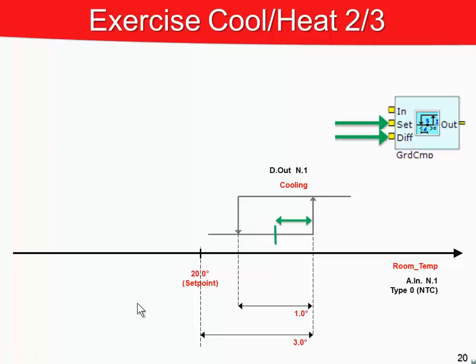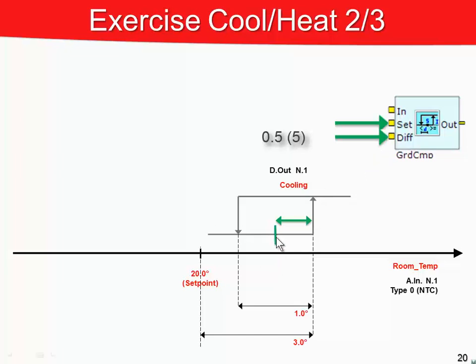Let's make an example. In case the set point is 20 degrees, it doesn't matter what the set point is, this value is the half of 1 degree, that is 0.5. So once the strategy is done, we expect that this pin, the diff pin, receives the value 0.5, or 5 if we express it as an integer.